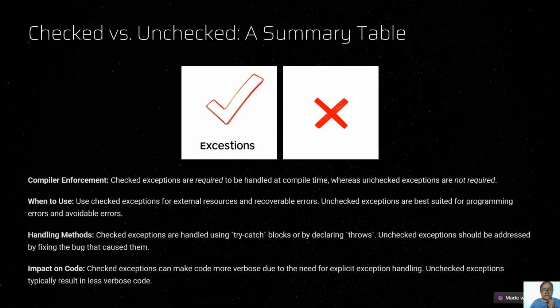Checked and unchecked exceptions, a summary table. So this is the final table. Compiler enforcement: checked exceptions are required to be handled at compile time, whereas unchecked are not required. When to use: use checked exceptions for external sources and recoverable errors. Unchecked exceptions are best suited for handling programming errors. Handling methods: checked exceptions are handled using try catch blocks or declaring throws.